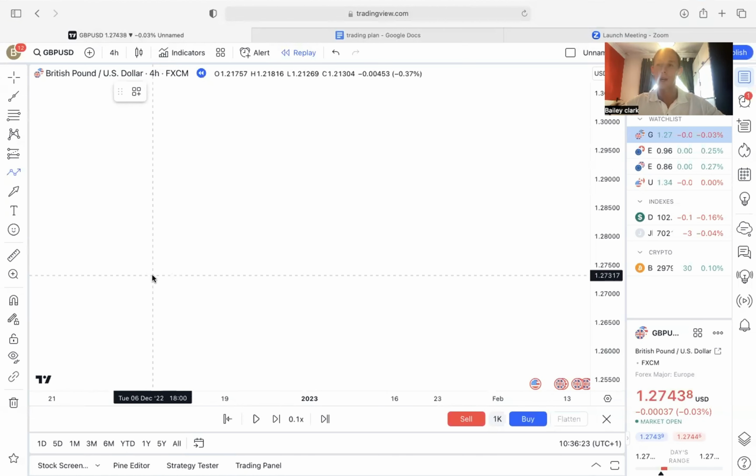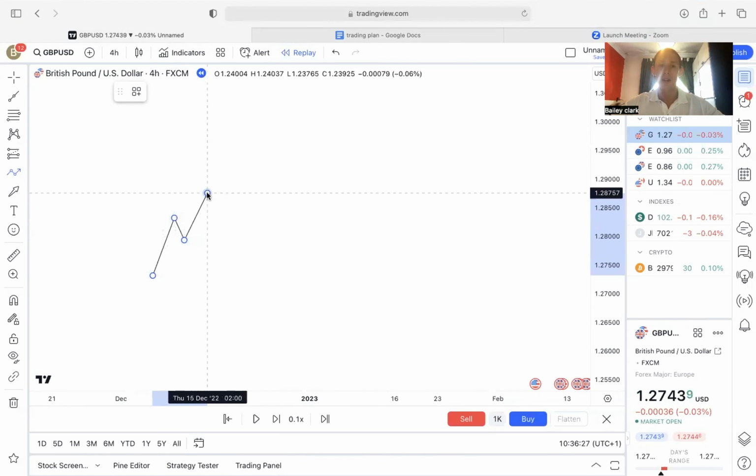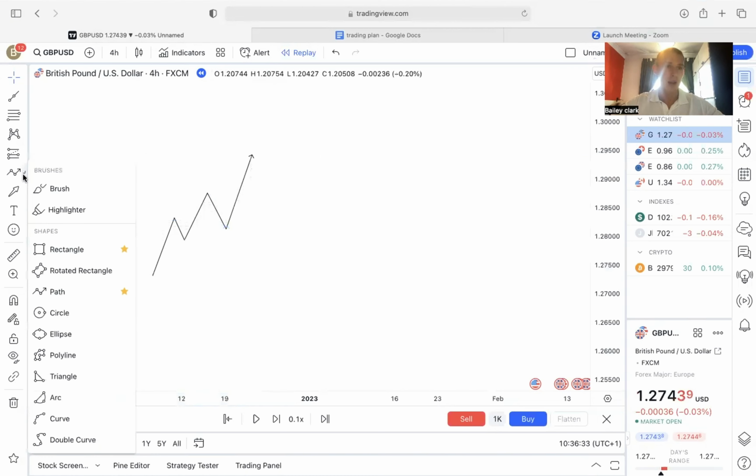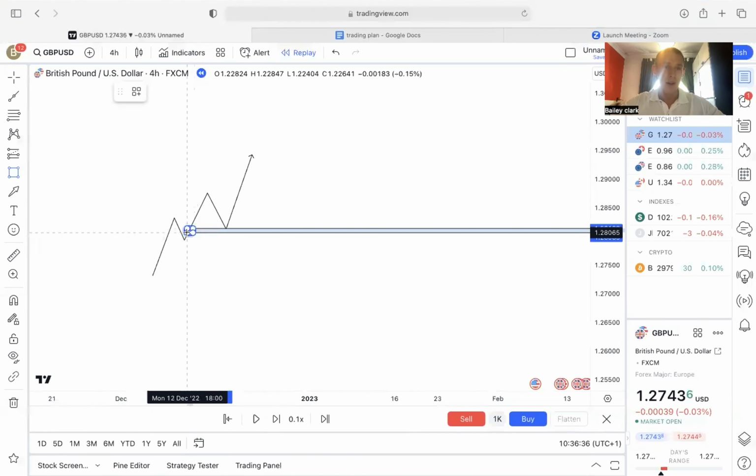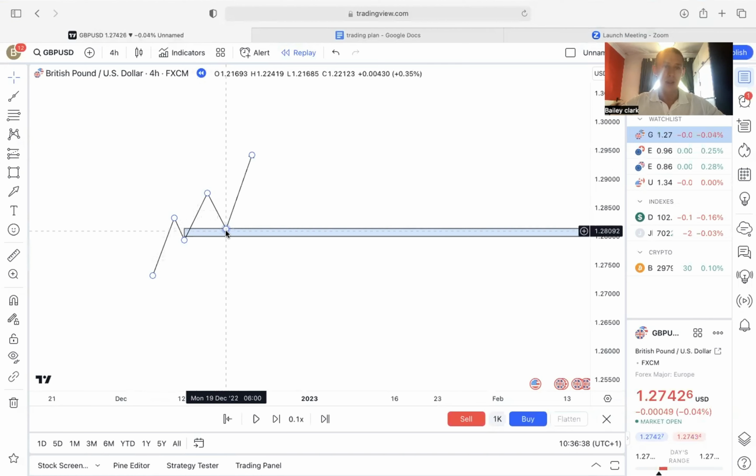So for POI type 1, we are simply waiting for price. If we are in a trending market like this, we wait for price to retrace into, if we get out the box, an area of demand, like so, in line with the trend. So price didn't break below the most recent higher low, therefore we are still bullish.